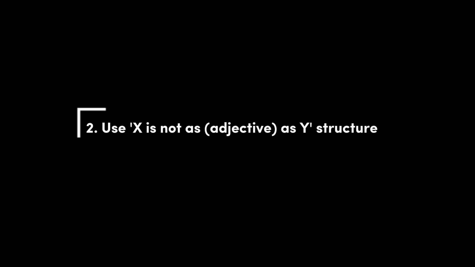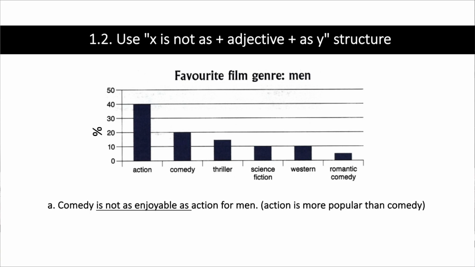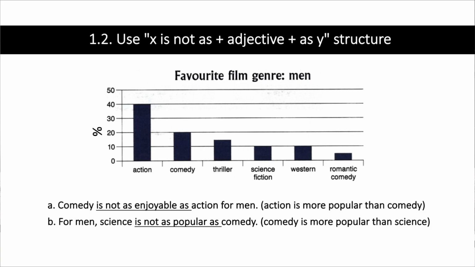Another very useful way to make comparisons is by using X is not as plus adjective as Y. So here's one example. Comedy is not as enjoyable as action for men. For men, science fiction is not as popular as comedy. Please note that we use an adjective in its base form here, right? We don't change it to a comparative or superlative form.